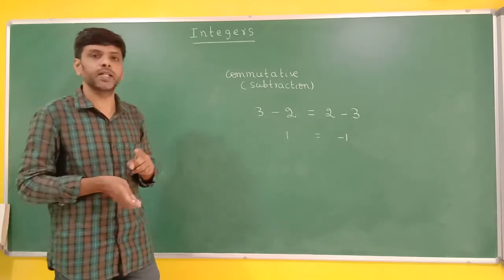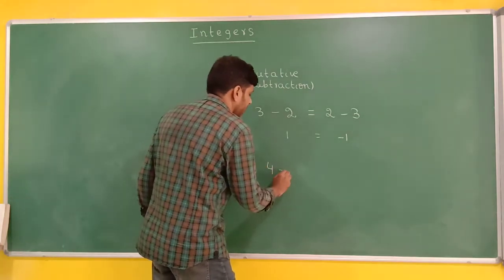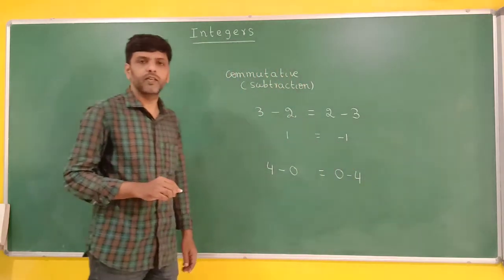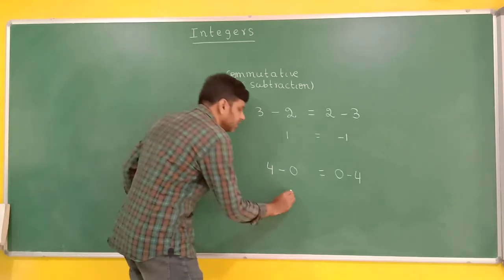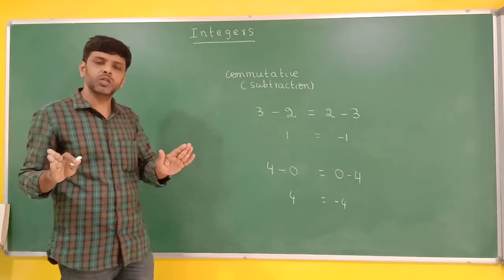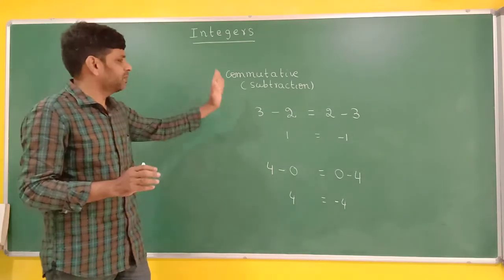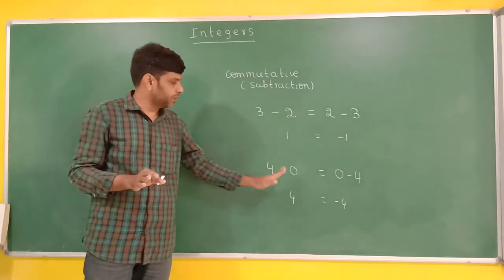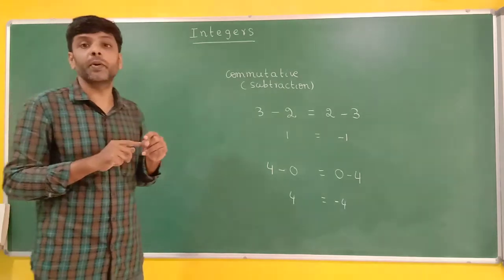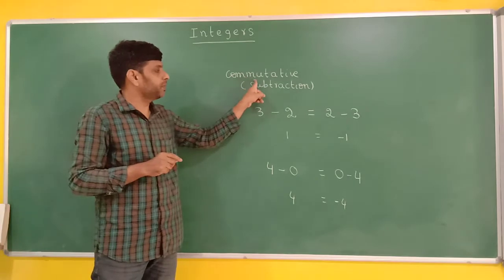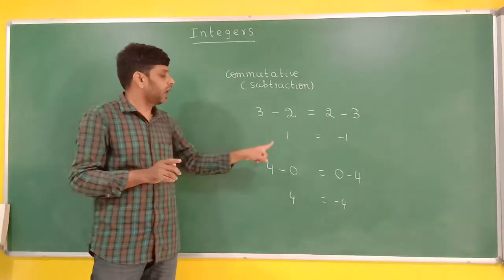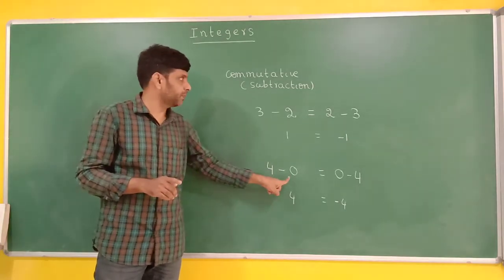Now, let us take whole numbers. 4 minus 0, 0 minus 4. What is 4 minus 0? 4. What is 0 minus 4? Minus 4. So, for whole numbers also the property is false. Now, let us check whether commutative property, not closure property, sorry. Commutative property is false for subtraction of natural numbers. Commutative property is false for subtraction of whole numbers.